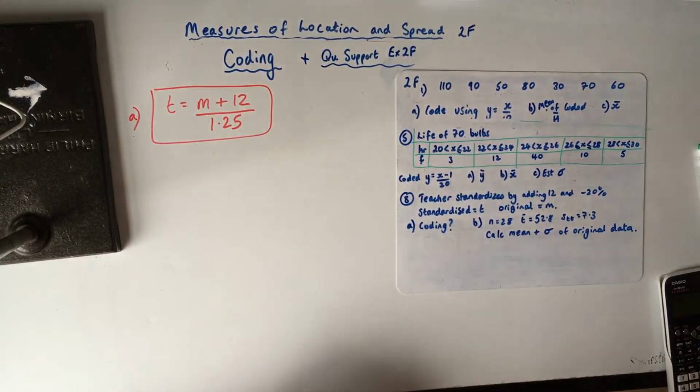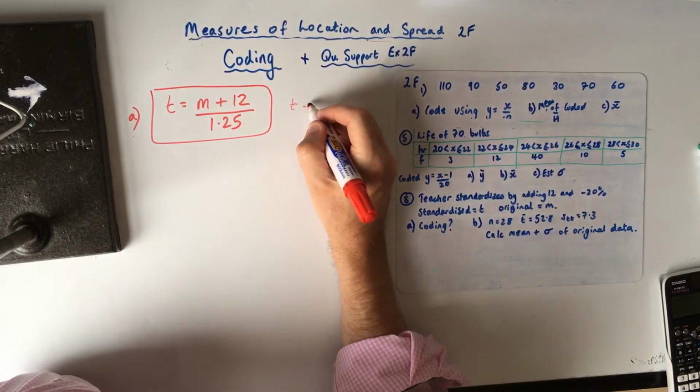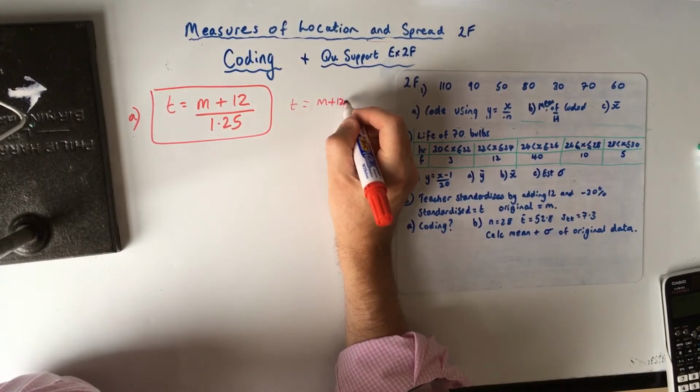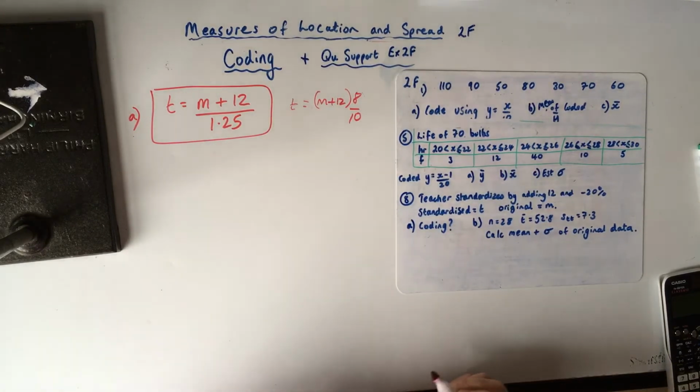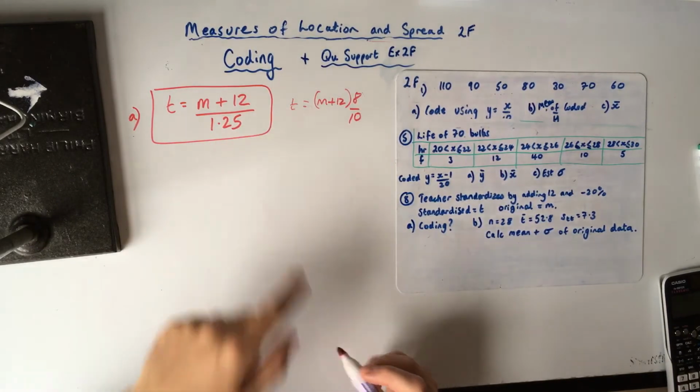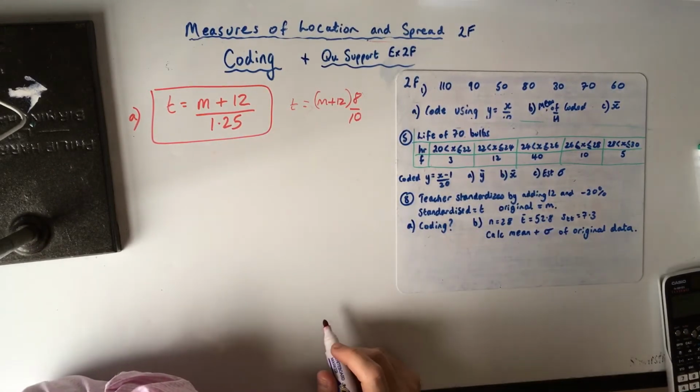Okay, I think on the exam actually, if you wrote T is equal to M plus 12 and did that, I think you'd probably get the marks for it. I don't know, but I think in the back it's changed it into that, if I remember.